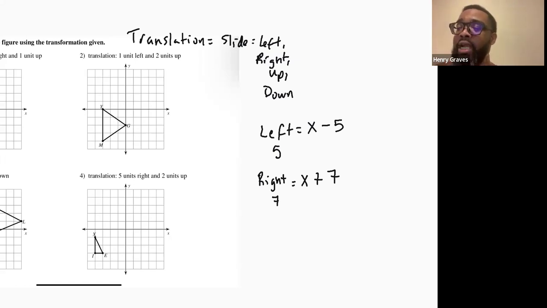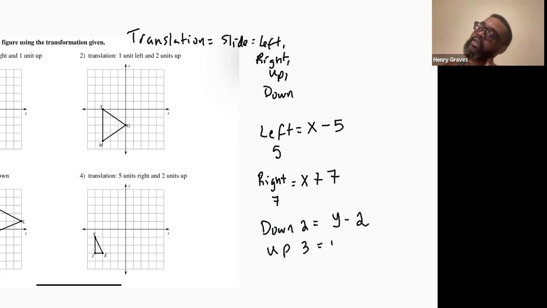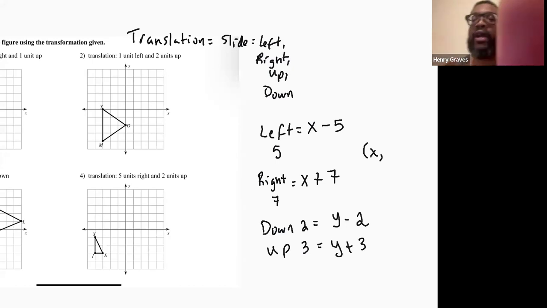Now, if I go down, say 2, I'm going to subtract my Y number by 2. And if I'm going up 3, I'm going to add 3 to my Y number. Now, when I say my Y number, obviously I mean in the form of X and Y as ordered pairs. So let's do an example of that.